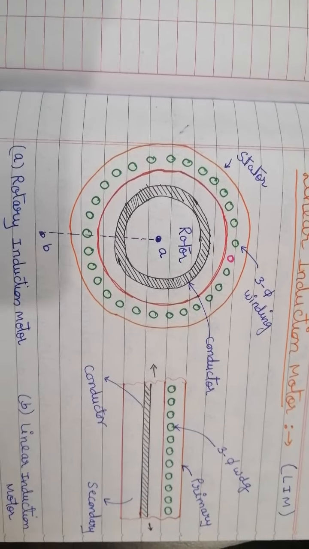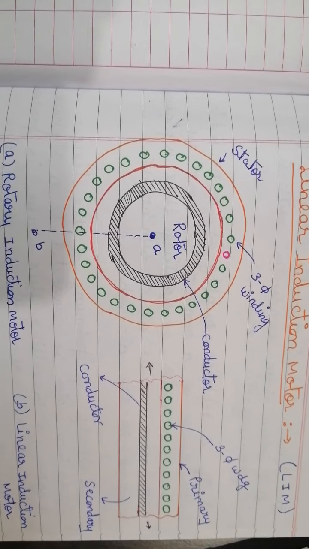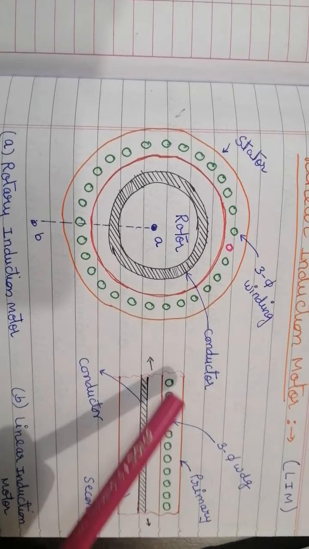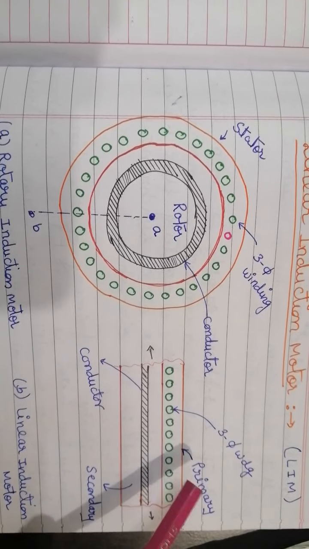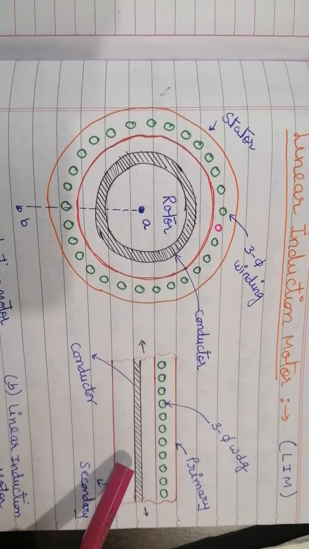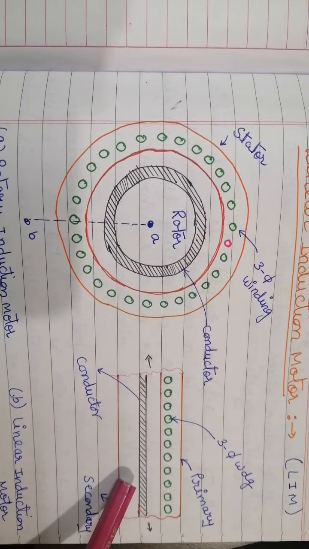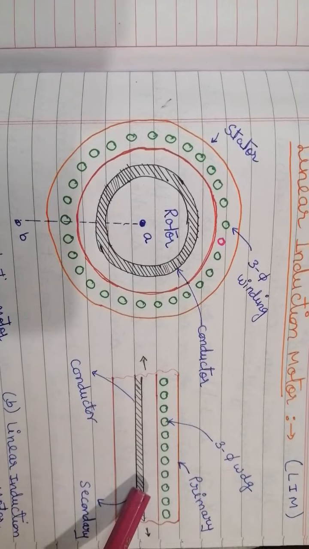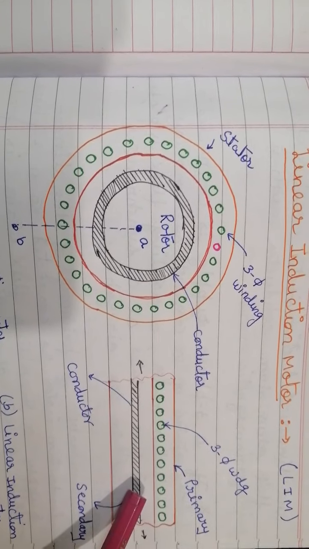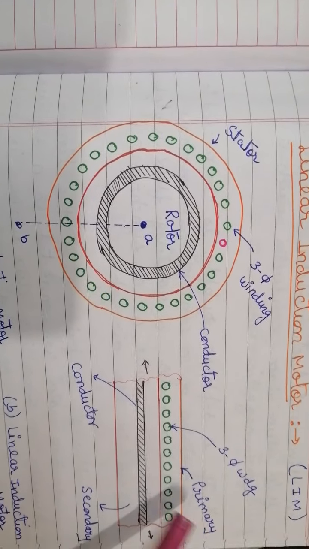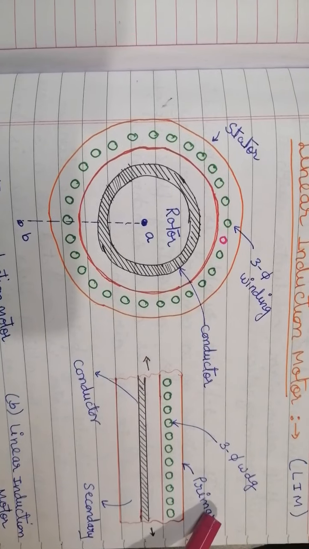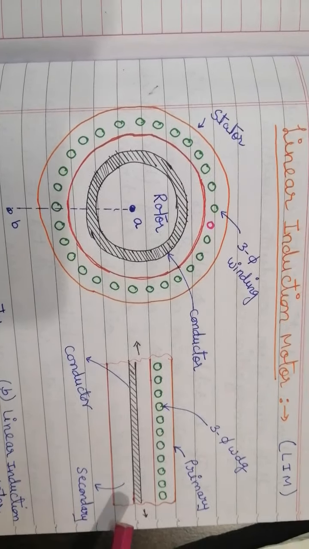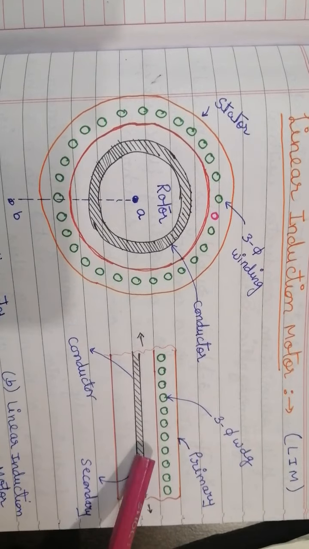This traveling flux travels along the length of the primary, and due to this, current is induced in the aluminium conductor because of the relative motion between the traveling flux and the aluminium conductor. The induced current interacts with the traveling flux, which produces a linear force or a linear thrust.